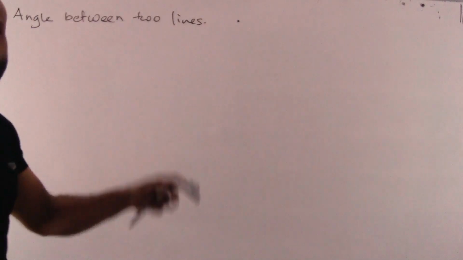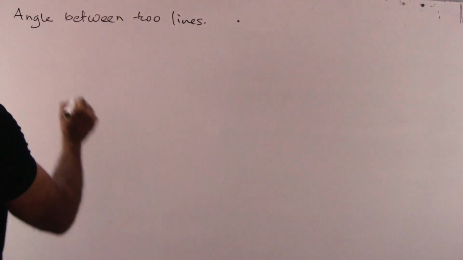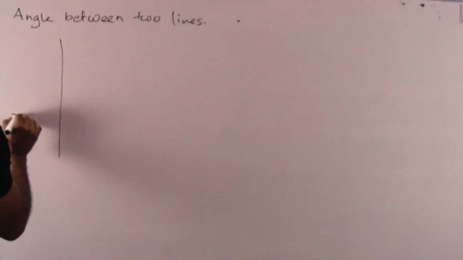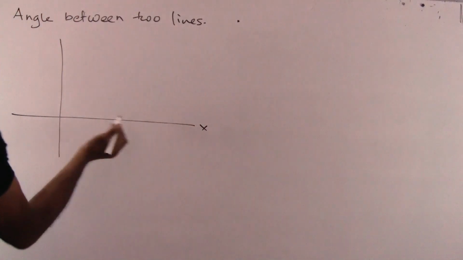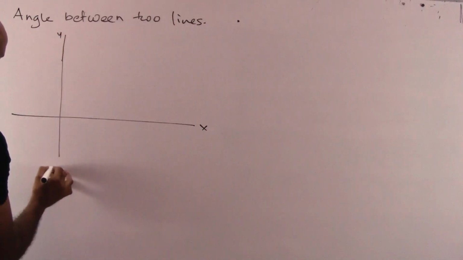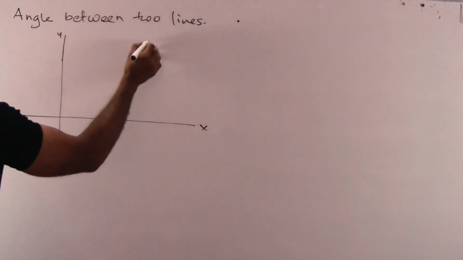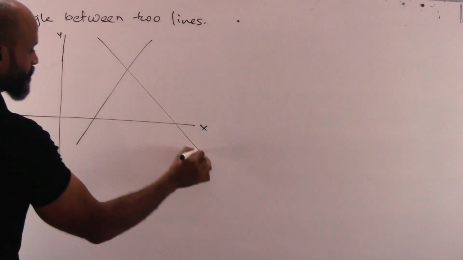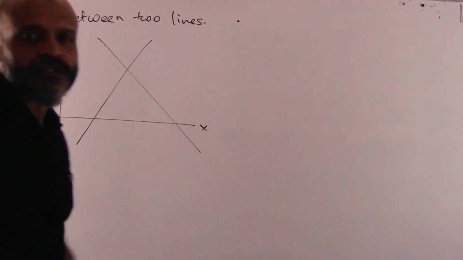So we will deal with the angle between two lines out here. Let's say this is the positive x-axis, and here we have the y-axis. This is the minus x-axis, and we have two lines here. There might be any equations of these lines.